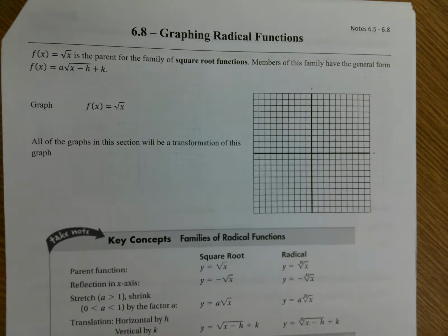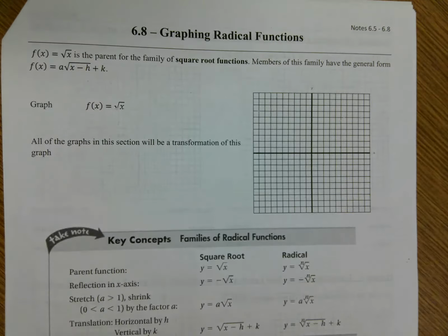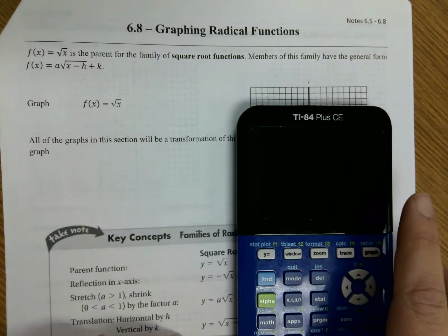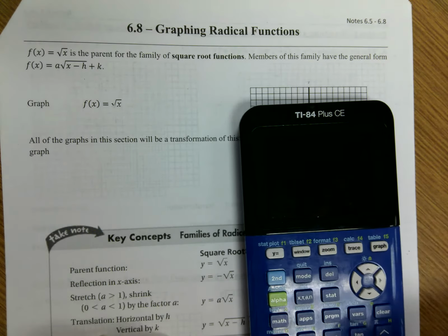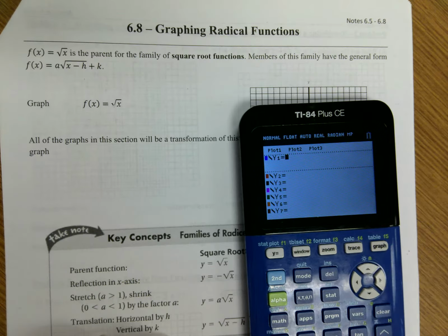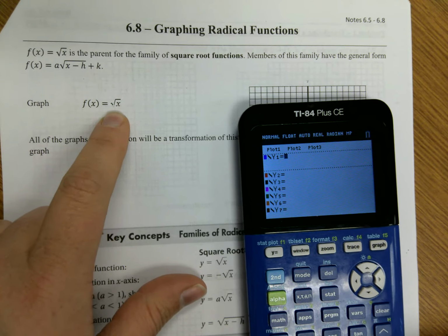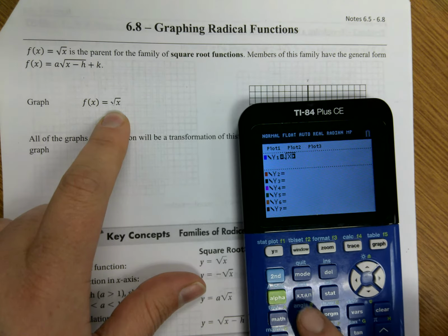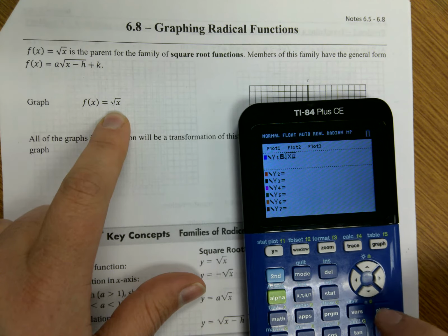Graphing radical functions. So first we're going to talk about the parent function. When I'm graphing this, we're going to go over a couple of things. If I go to my y equals, I'm going to clear that out. This is my parent function. So the second and then x squared to get my square root, and then that button right there to get your x. I'm going to push graph.